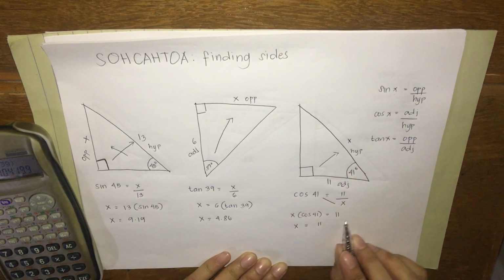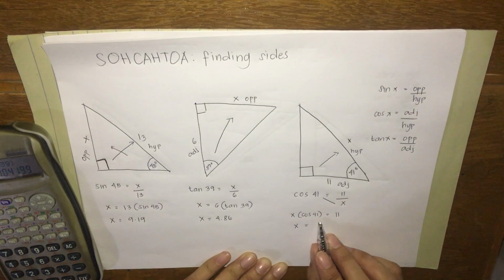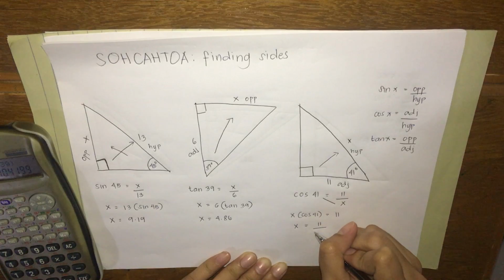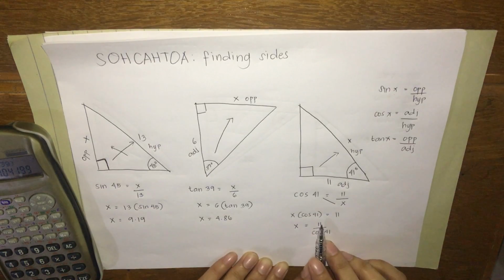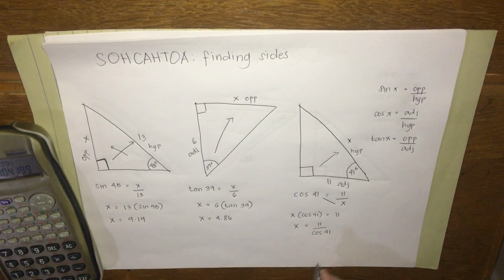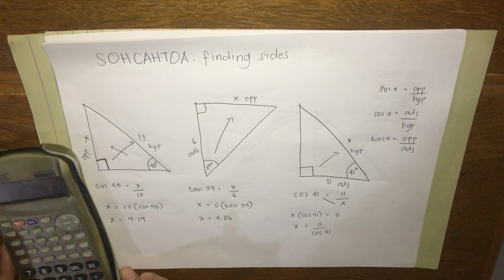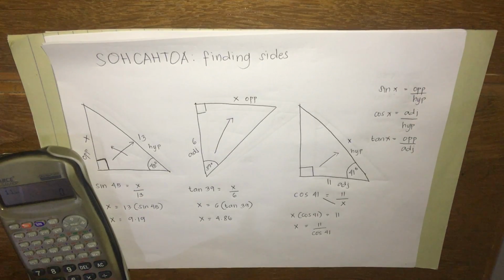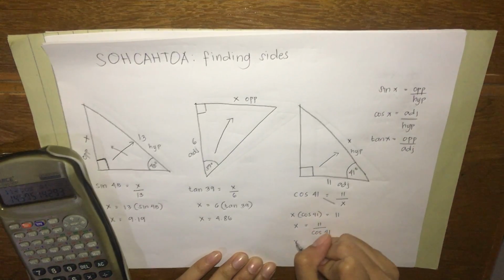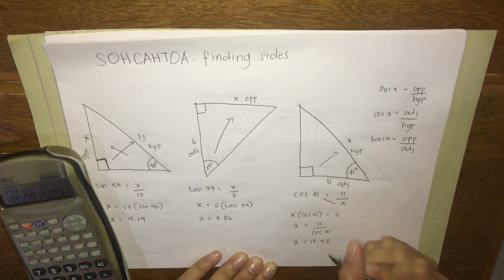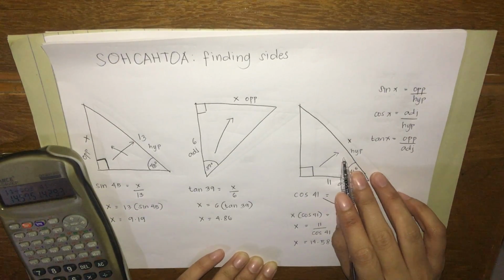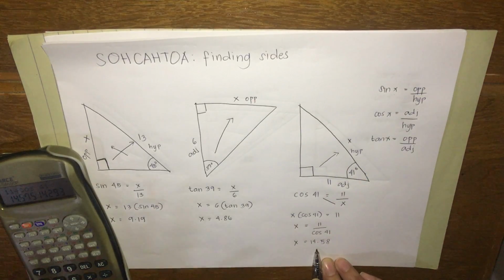Then we're going to transpose the cosine of 41 here, so it will become division: 11 over the cosine of 41. So now we get the equation. We're going to input it here in our calculator. So we have 11 divided by the cosine of 41 is equal to 14.58. So x here, the measurement of x here is 14.48.